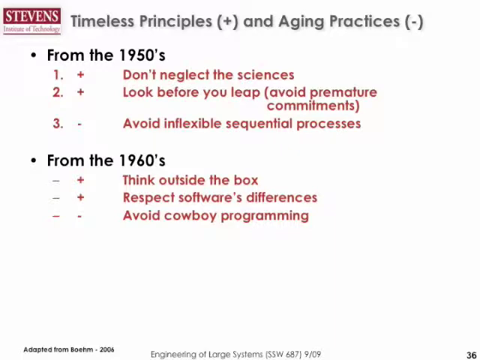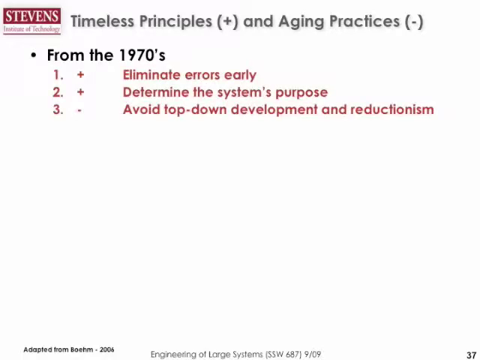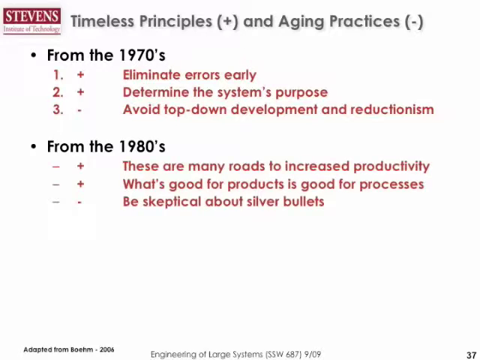From the 1960s, we remember that software is truly different, but that those differences allow us to have a broader perspective in approaching problems. In the 70s, we see error elimination is good, but you really want to avoid top-down development and the reductionism that results. Of course, there are many roads to increase productivity, but always be skeptical about silver bullets.